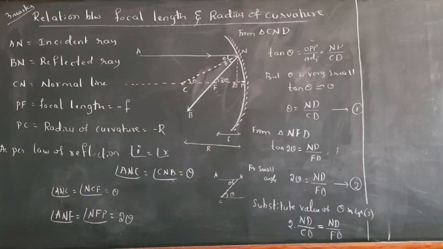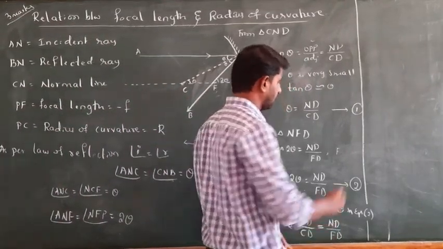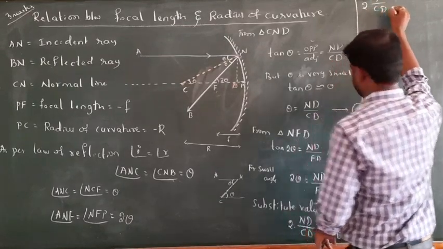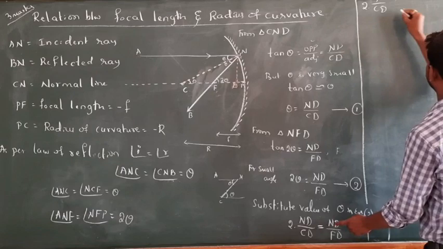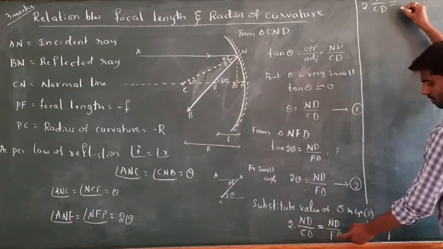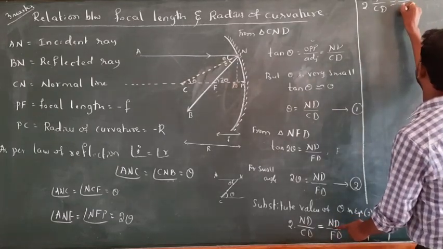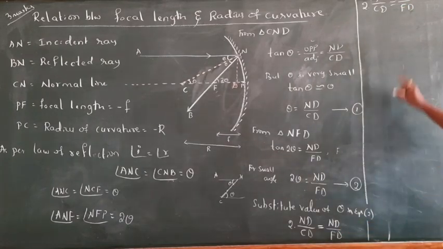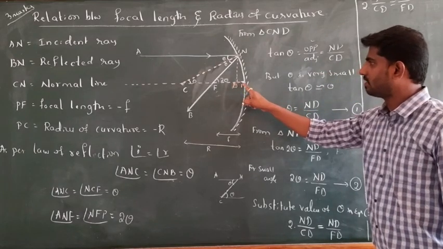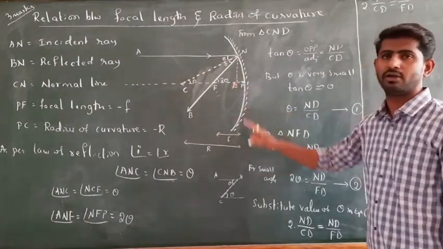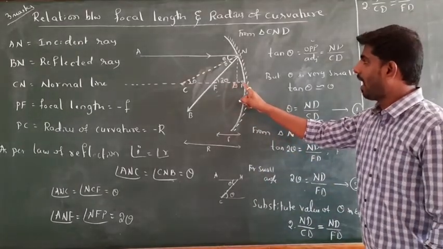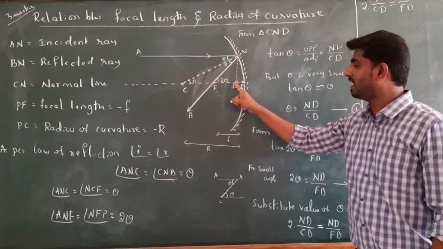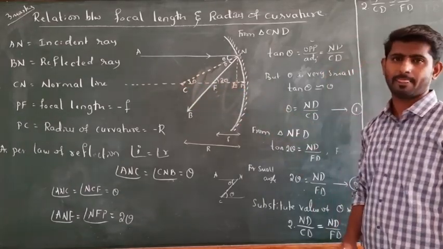And the next step is, here ND cancels. So 2 into 1 by CD equal to 1 by FD. ND cancels, 1 divided by FD. Okay, and see that diagram. D and P are very close to each other, and we can say the distance from C to D is nearly equal to the distance from C to P.